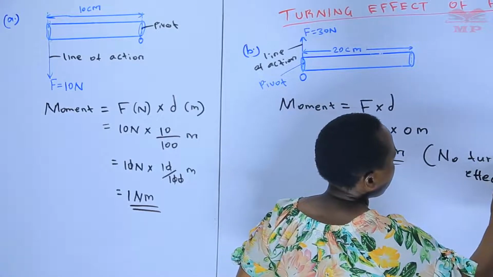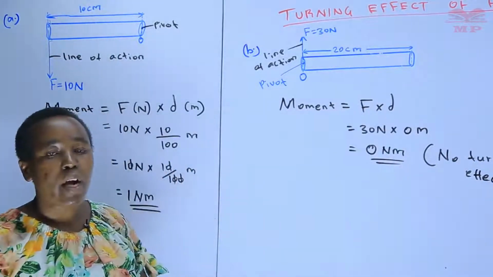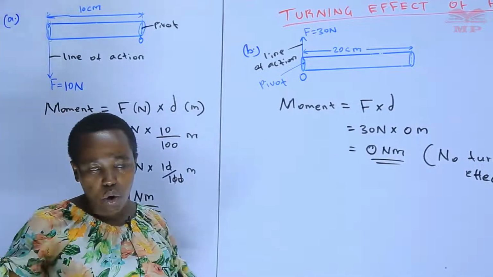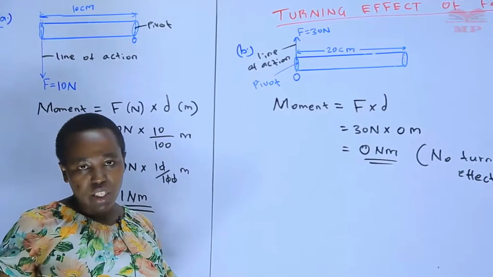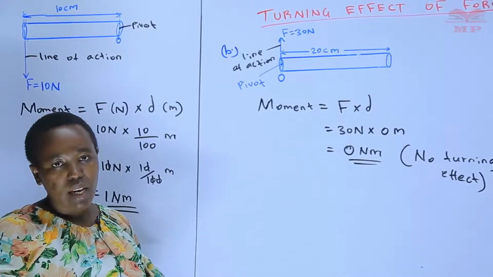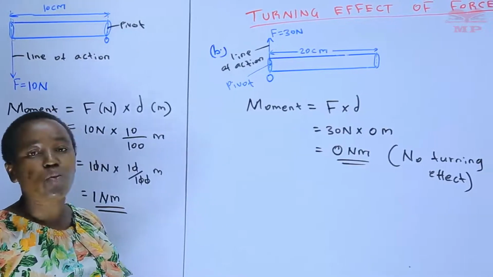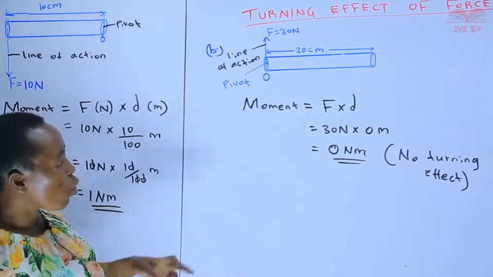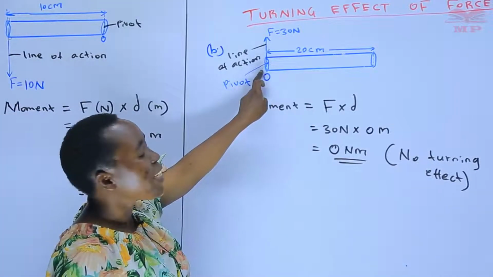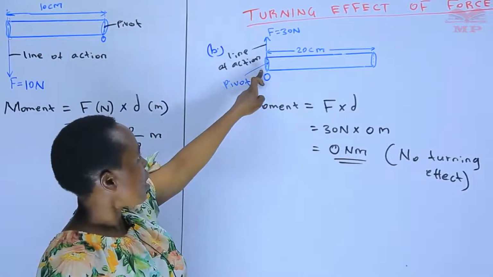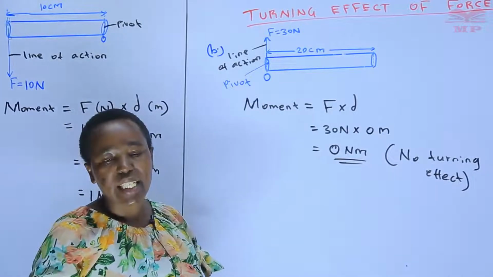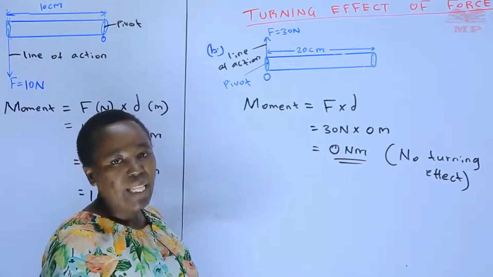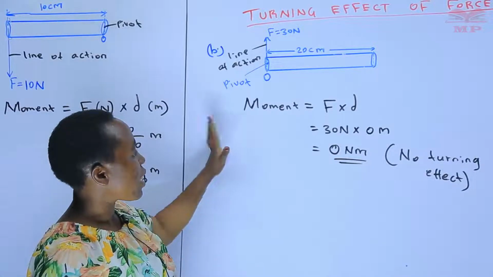This can be seen whereby if you try to apply force on the hinges of a door, what is going to happen to the door? There is nothing that is going to happen to that door. It is not going to open, nor is it going to close, because you have applied the force at the hinges, at the point of support, and therefore the distance is 0. So our moment will be 0, meaning that there will be no turning effect. I think that is clear.